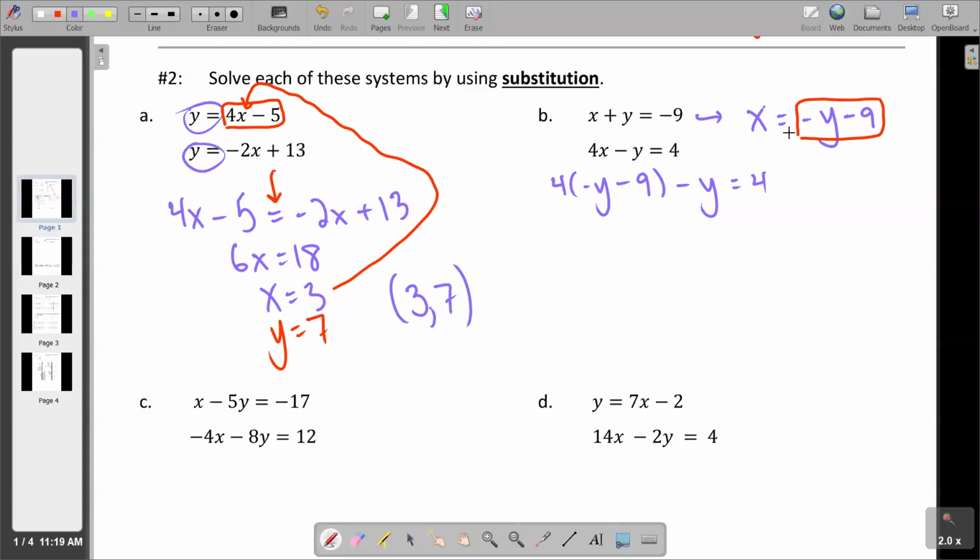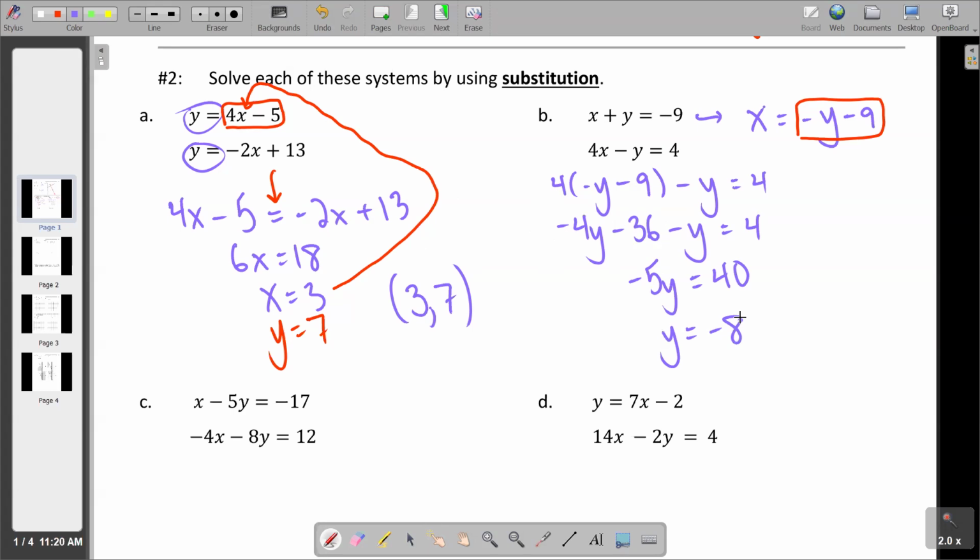If you distribute the 4 through there, you get negative 4y minus 36 minus y equals 4. And you know by this point in the year that I like to do 2 steps at once. So I'm going to put my y's together, of course, to make negative 5y's. And then I'm going to add 36 to get 40. And then I'm going to divide. You all should have gotten y as negative 8. That is how that goes.